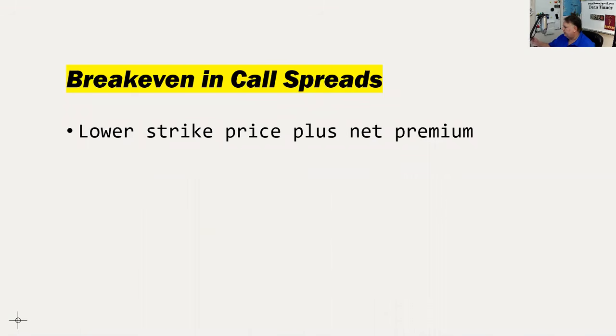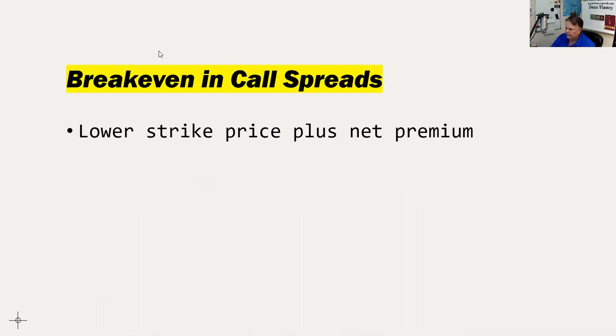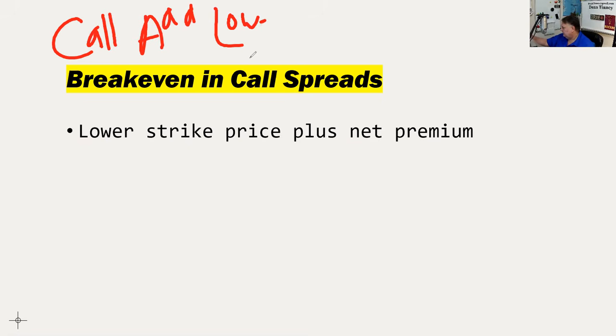Call spreads, we have a great mnemonic for break even and call spreads. And the mnemonic, again, is call up. Call up is a great mnemonic, but we also have one here called CAL. CAL stands for call, add to the lower. In a call spread, you're going to take the lower strike. So, let me just put one up here.